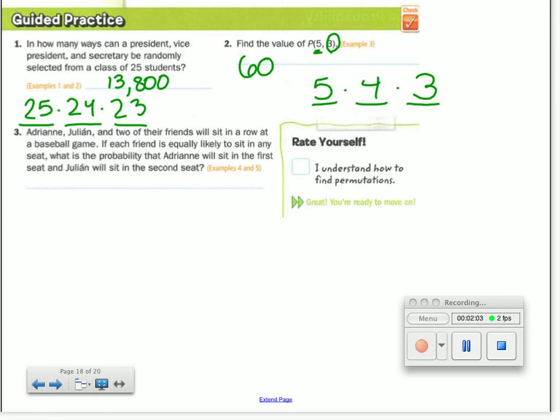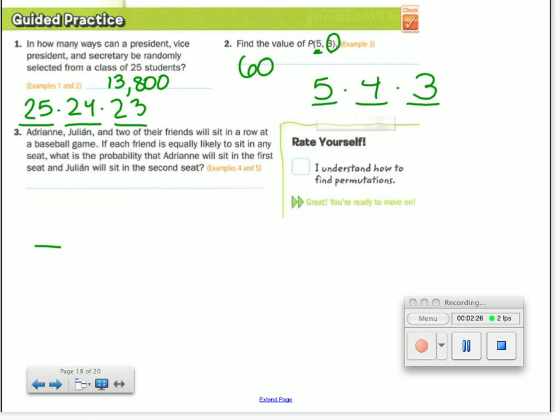The last one, it says, Adrian and Julian and 2 other friends will sit in a row at a baseball game. So let's stop right now. How many total friends are there? Yes? 4. 4 different friends. Good. Now, if each friend is equally likely to sit in any seat, what is the probability that Adrian will sit in the first seat and Julian will sit in the second seat?